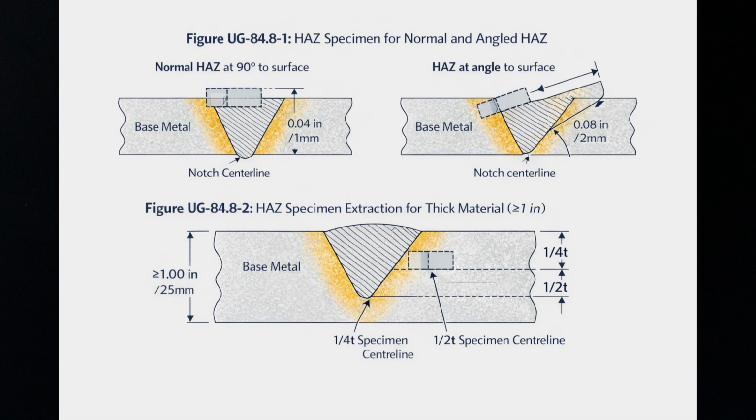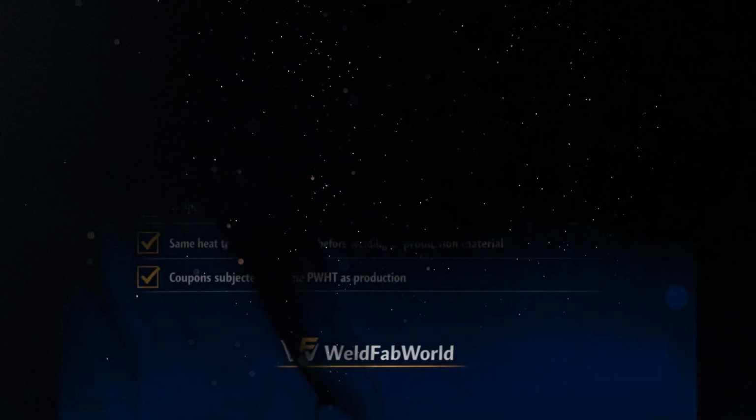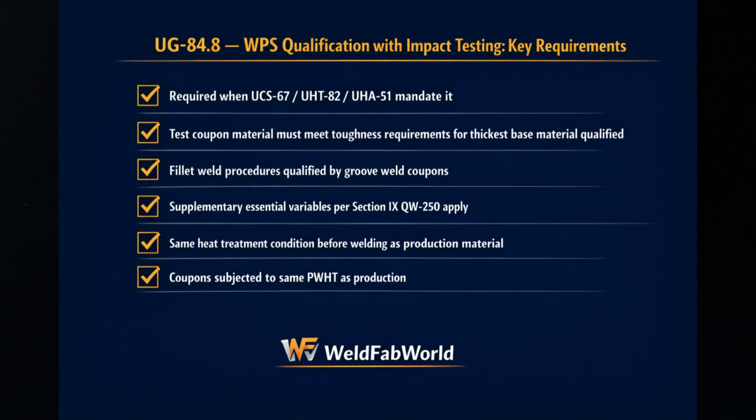The notch placement at the fusion line is also specified. When the HAZ is approximately perpendicular to the surface, the notch centerline goes at approximately 0.04 inches, 1 mm, from the fusion line. When the HAZ is at an angle to the surface, that becomes 0.08 inches, 2 mm. Precision matters here.